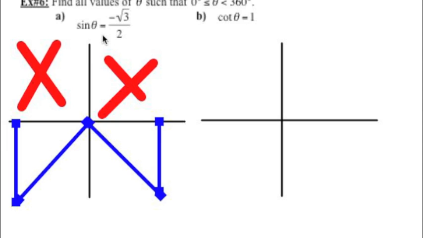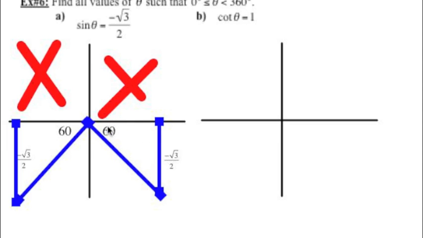Now also remember, sine is the y value. So it's giving us the y side. It's saying the y side is negative root 3 over 2. So let's fill that information in. So I know my y values are negative root 3 over 2. Root 3 over 2 reminds me of our special triangles. Opposite the root 3 over 2 is the 60. So we know those reference angles are 60 degrees.